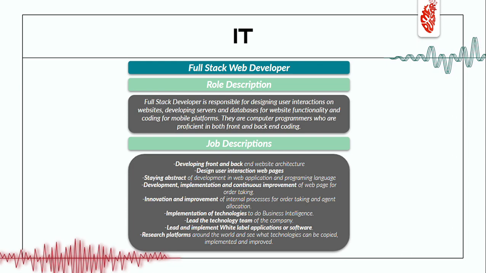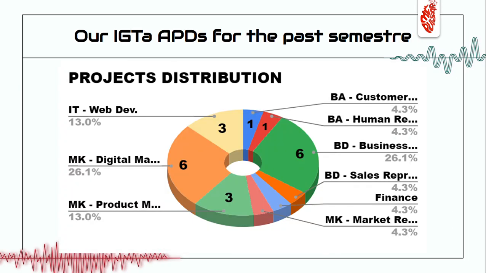And also the full stack web developer, who is responsible for designing user interactions on websites, developing servers or databases for website functionalities, and coding for mobile platforms. Basically, they are computer programmers who are proficient in both front and back end coding. So it's a person that does both back end and front end at the same time.